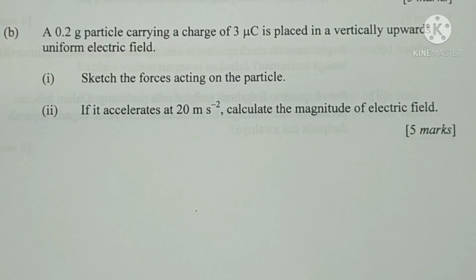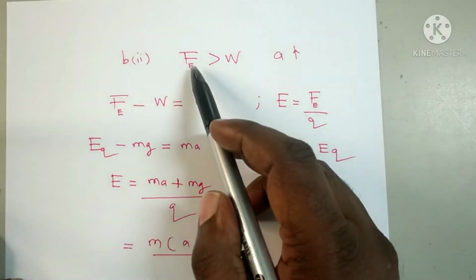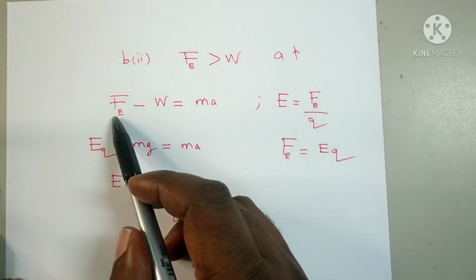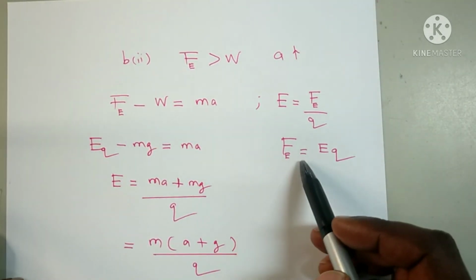If it accelerates at 20 meter per second square, calculate the magnitude of the electric field. The question carried 5 marks. This is the solution for B, Roman 2, where the electric force is greater than the weight. The acceleration is acting upwards in the direction of electric force. By using Newton's law 2, electric force minus weight equals ma, where electric force equals Eq.